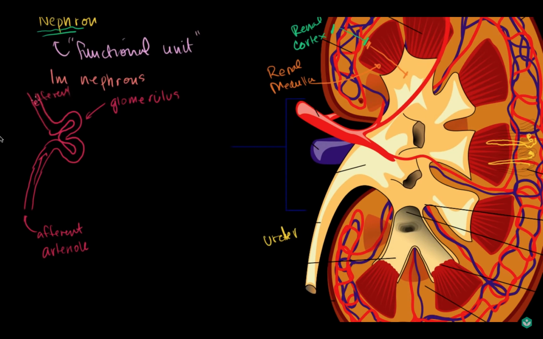Efferent. Let me switch colors. This red is getting monotonous. This is the efferent arteriole. Efferent just means away from the center. Afferent, towards. Efferent, away from the center.